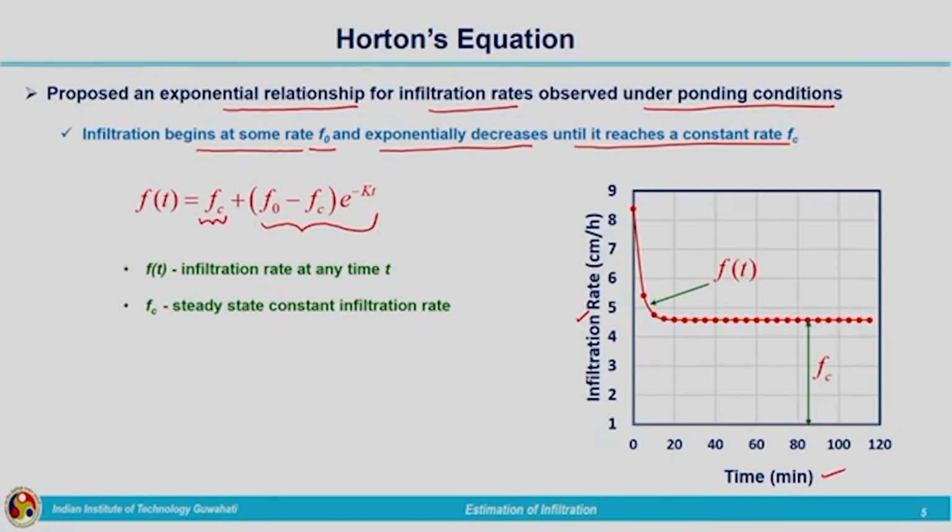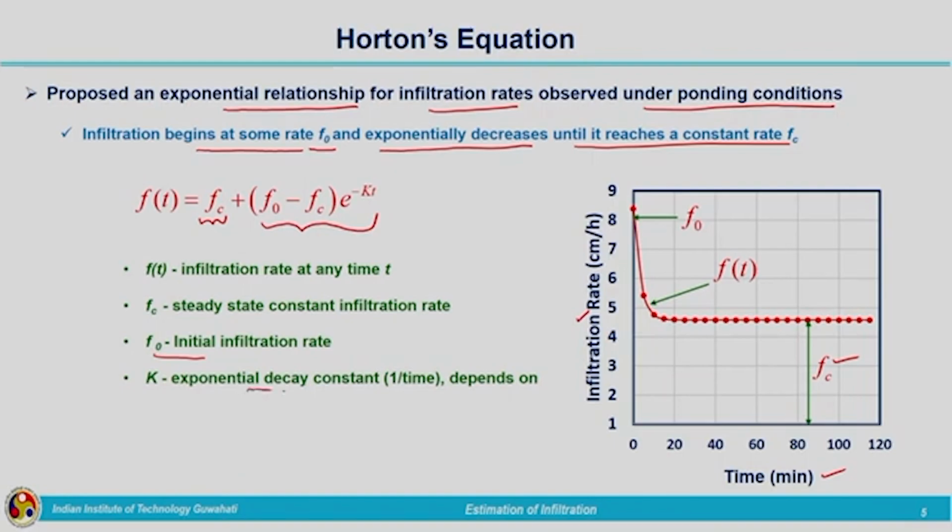f c is represented by this. So, f c is the steady state constant infiltration rate. As the time increases, finally a stage is reached where a steady state infiltration will be taking place within the soil. So, that is represented by f c. Then f naught is our initial infiltration rate, that is the initial value. Initially, whatever be the soil condition, whatever the infiltration rate can be, that is represented by f naught. It is not an infinite value in this case.